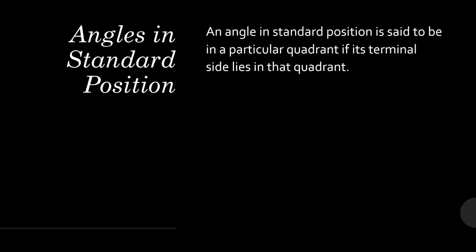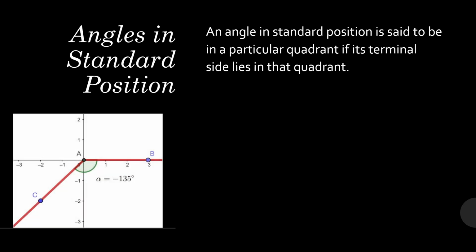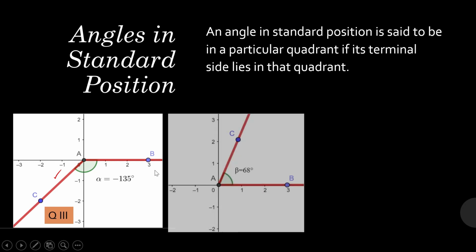An angle in standard position is said to be in a particular quadrant if its terminal side lies in that quadrant. So we have 4 quadrants. This angle, for example, with degree measure negative 135 degrees, is a quadrant 3 angle because its terminal side is located in the 3rd quadrant. This one, angle A, whose degree measure is 68 degrees, has its terminal side in the 1st quadrant, so we say that this angle is a quadrant 1 angle.